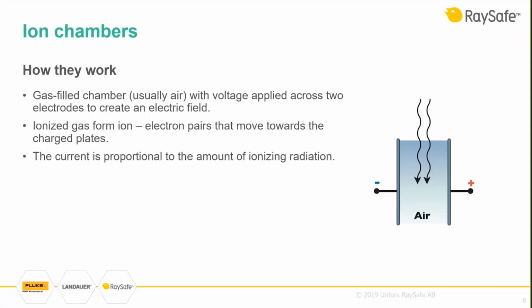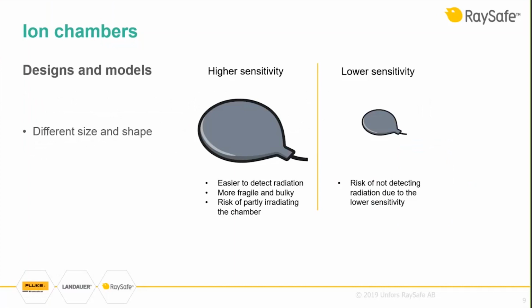The ion chambers are built in many different shapes, enclosures and housings. One way to increase its sensitivity is to change the size of the chamber.